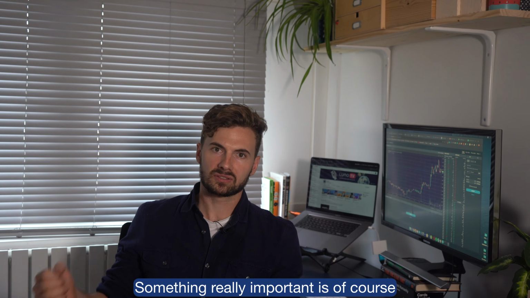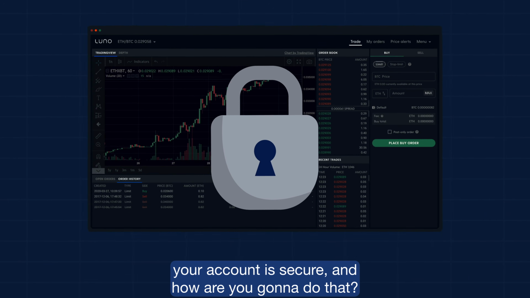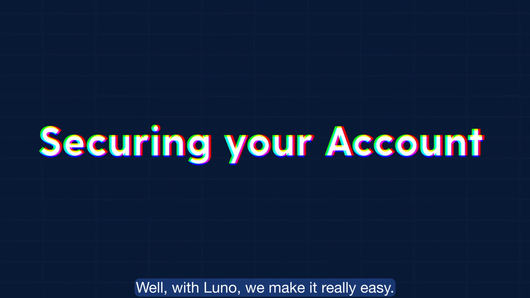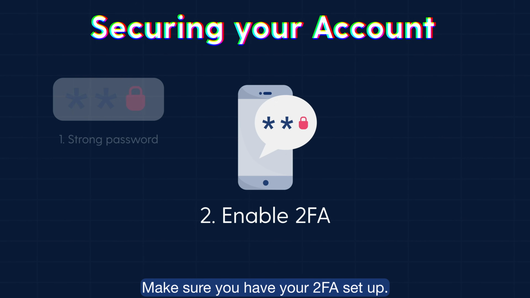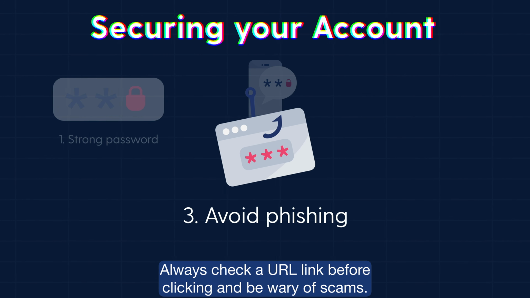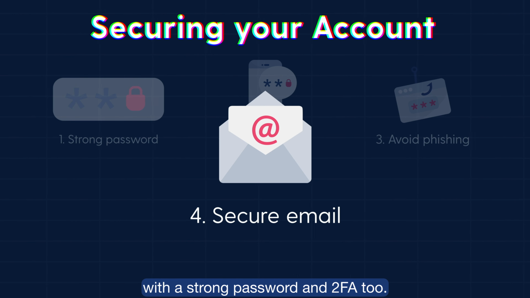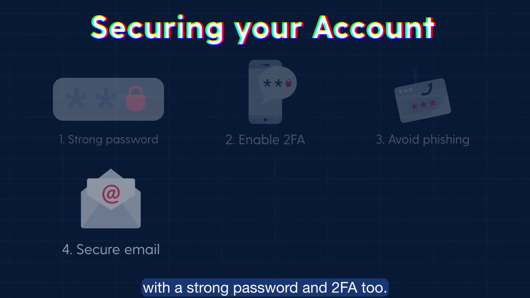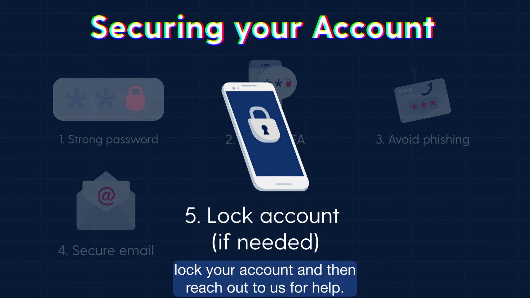Something really important is of course to then keep your crypto safe. The best way to do that is always to make sure your account is secure. And how are you going to do that? Well, with Luno, we make it really easy. You need to have a strong password and never share that password with anyone. Make sure you have your 2FA set up. Be wary of phishing. Always check a URL link before clicking, and watch out for scams. Don't forget to secure your email with a strong password and 2FA too. And if you suspect any suspicious activity, lock your account and then reach out to us for help.